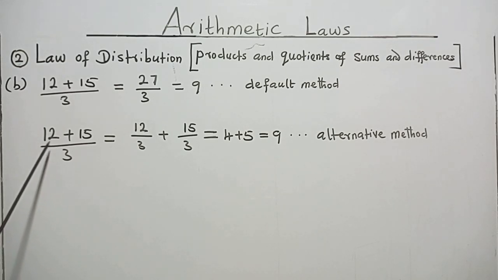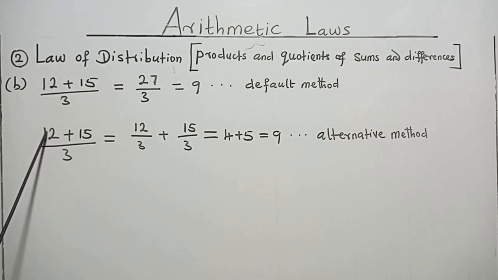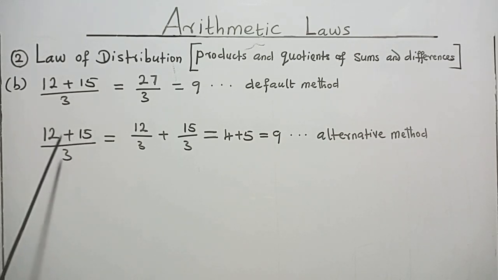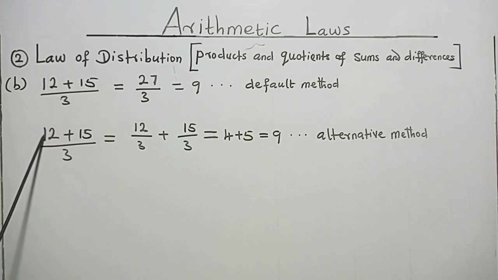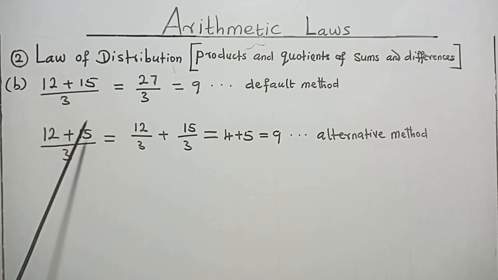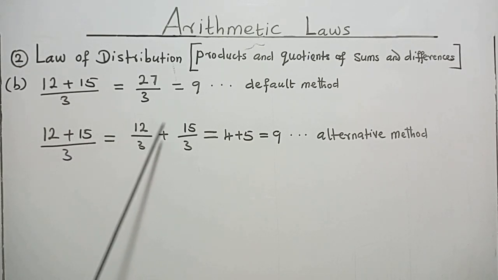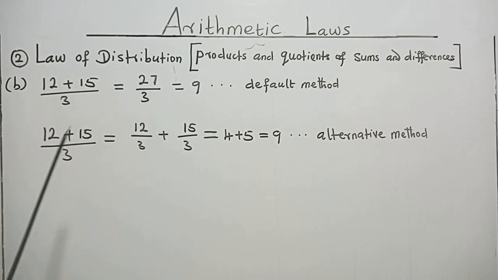Instead of waiting for 12 and 15 to join to form 27, we can just try dividing 12 and 15 separately. That is, let the effect of this 3 be distributed to 12 and 15. Let us distribute. Let 3 divide 12 and let 3 divide 15. See it happening here. So 3 dividing 12 and 3 dividing 15.